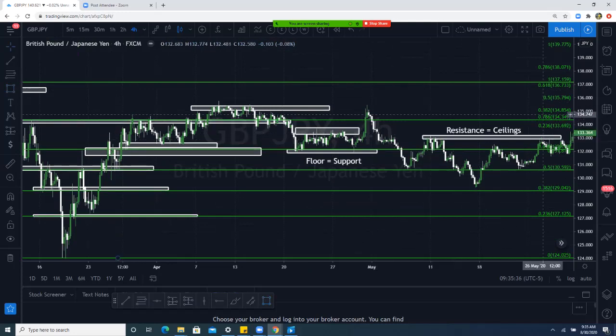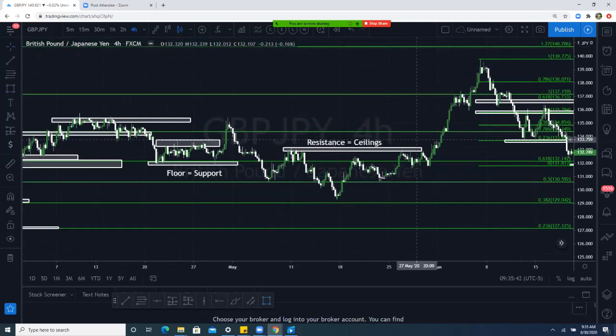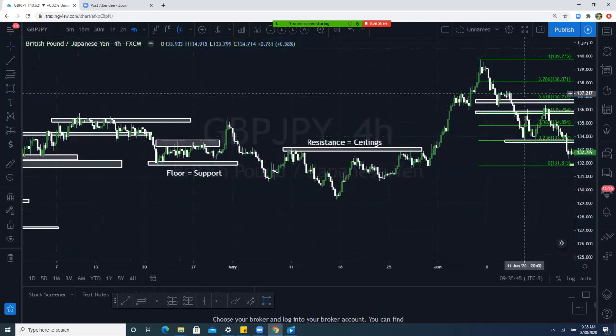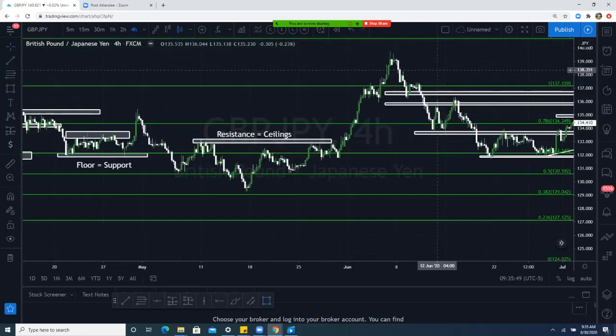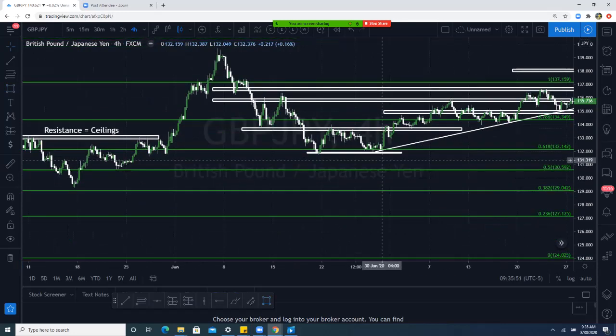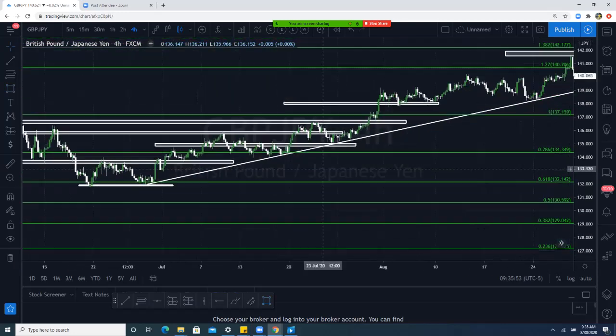And you see, I drew this Fibonacci a long time ago in price. And you see how it's continually respecting those areas. So all the way over here, price is respecting that area.